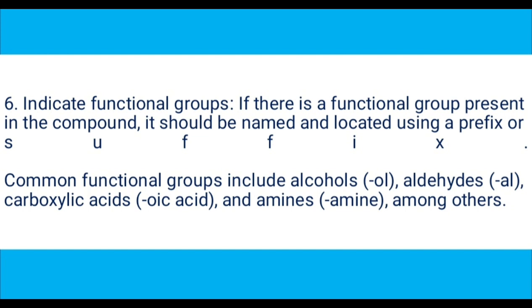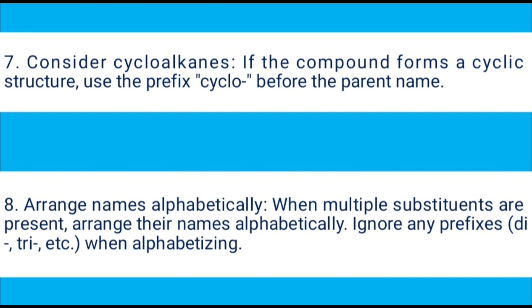Further, we have to consider cycloalkanes. If you see a cycle, we see that this is a cycloalkane. We will use the prefix cyclo before the parent name. And then we have to arrange alphabetically. When we arrange names of substituents, we use alphabetical order. When multiple substituents are present, you have to arrange their names in alphabetical order.